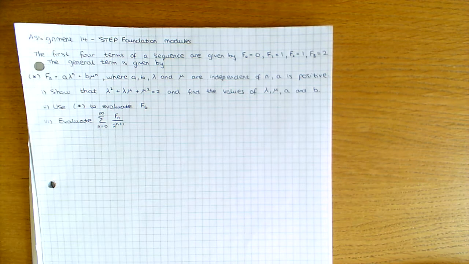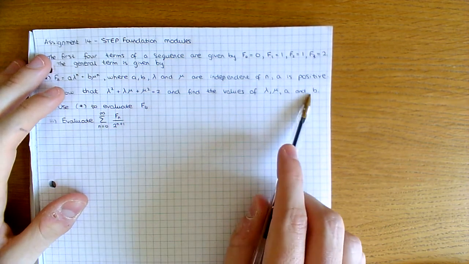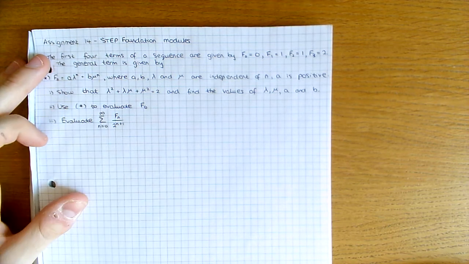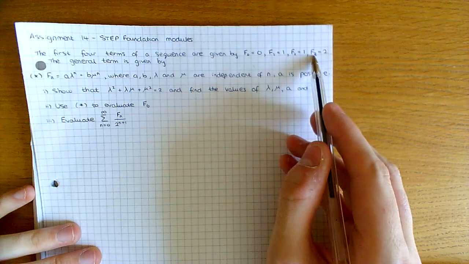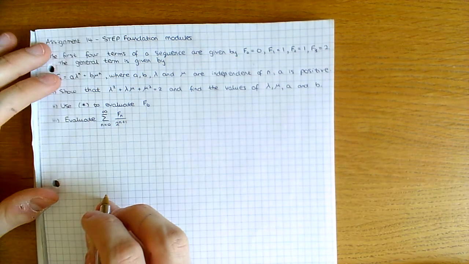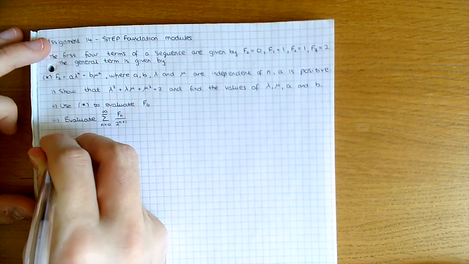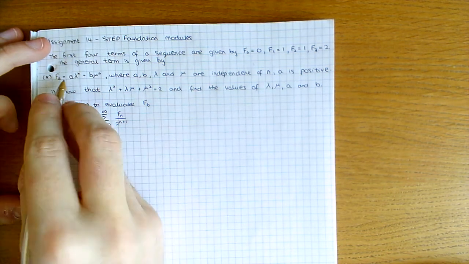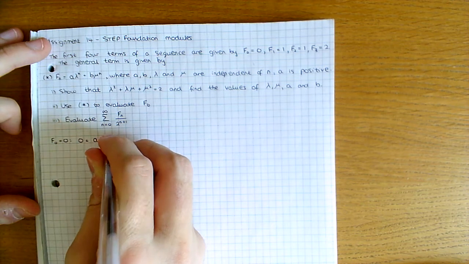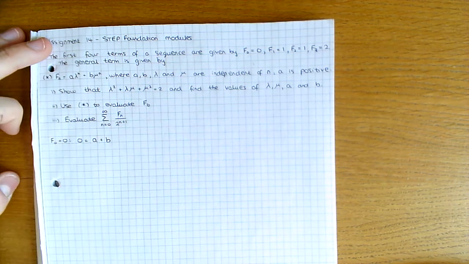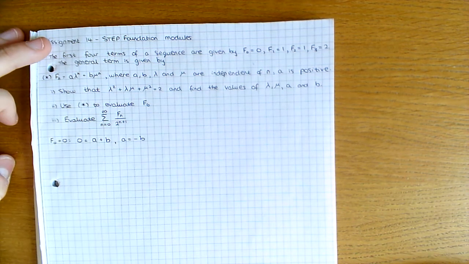The first part of the question says, show that this formula holds, and find the values of our four unknowns here. So how would we do that? Well, all we really know is what these values are, so I would just substitute them in. So what do we know? We know that f0 equals 0, so substituting that into our general form gives us that 0 equals a plus b, because lambda to the 0 is 1, mu to the 0 is 1. So we get 0 as a plus b, or in other words, a equals minus b.